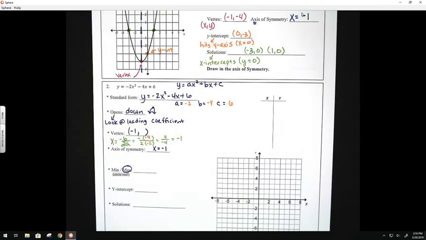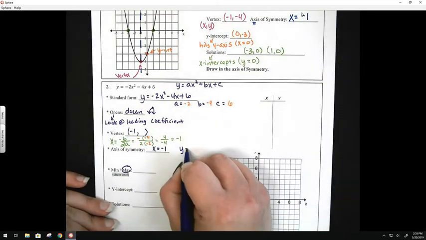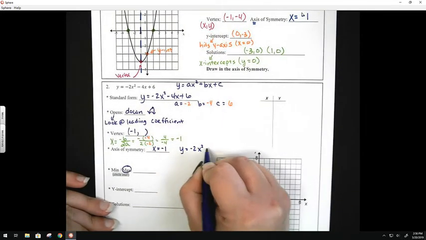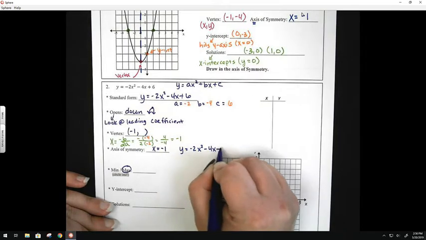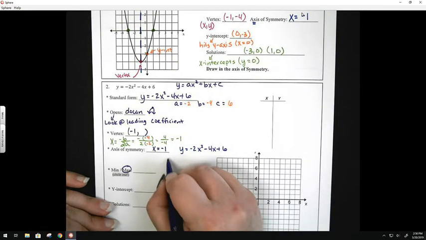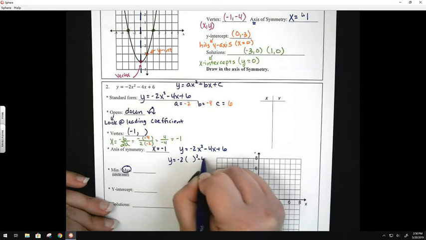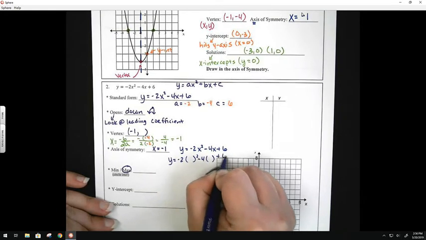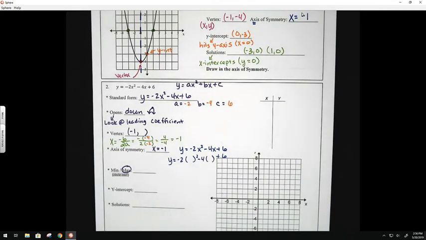The next part here is to take our x value that we found and substitute it in so that we can find the y value of our vertex. So I always start by rewriting my original equation. So y equals -2x squared minus 4x plus 6. Now I'm going to take out the x values and I'm going to substitute in the x value that I found.